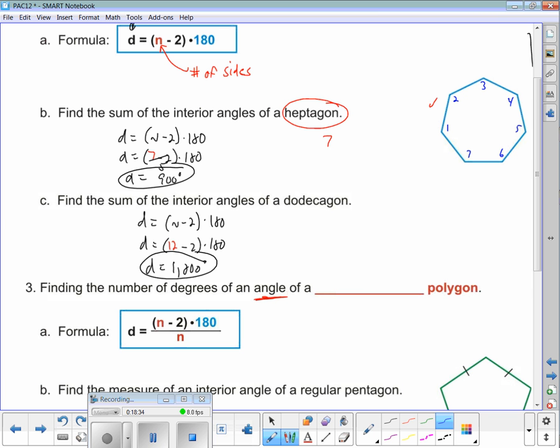What we found is the measure of angle 1 plus the measure of angle 2 plus the measure of angle 3 plus the measure of angle 4 plus the measure of angle 5 plus the measure of angle 6 plus the measure of angle 7. Good thing I didn't do an icosagon. Equals 900 degrees. That's what we found.